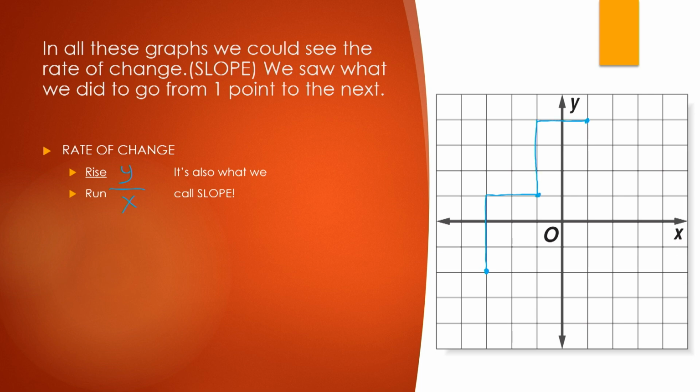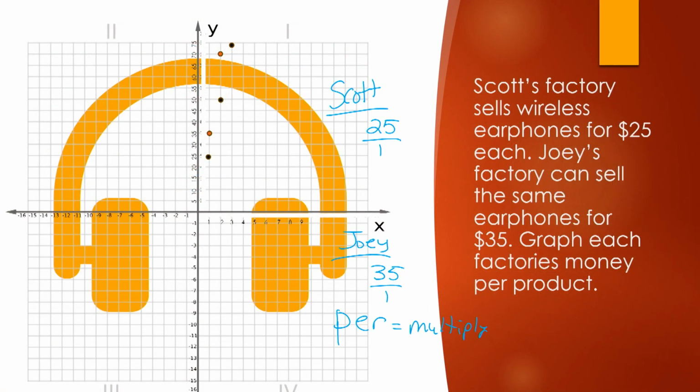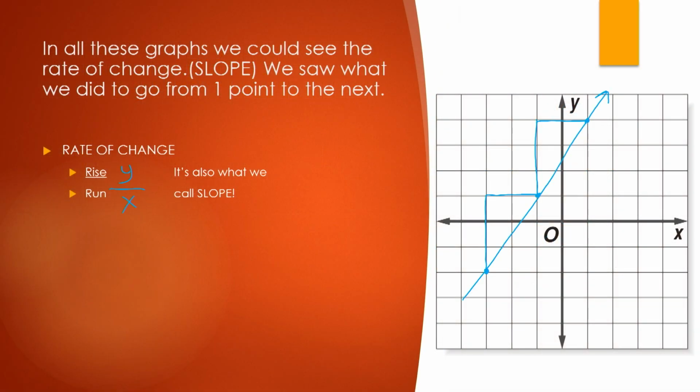So this would be the graph that I'm looking at. So that's what is showing for us to go from one point to the next when looking at these graphs.